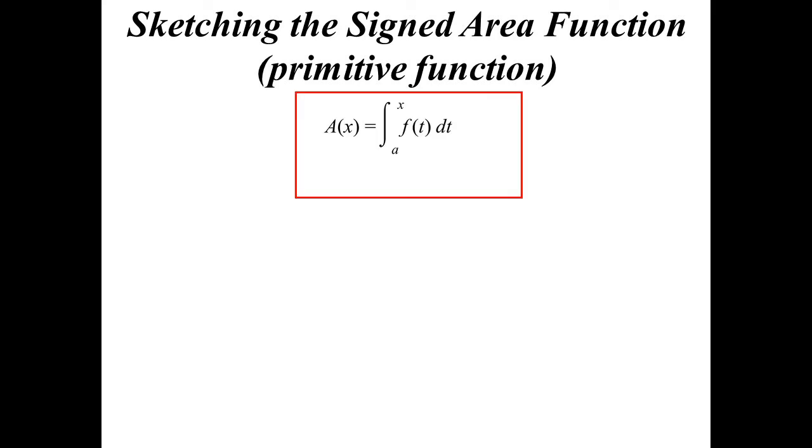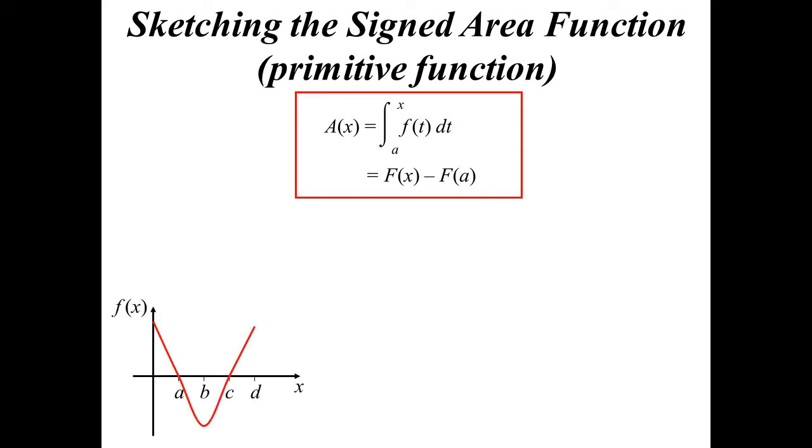Sketching the signed area function, or the primitive function. So this is what's called the area function. Going from a to x of some function comes up with the area under the curve. We will get function x minus function a, whatever the primitive function happens to be. Here's a graph of our function. We now want to graph the signed area function. How do we do it?